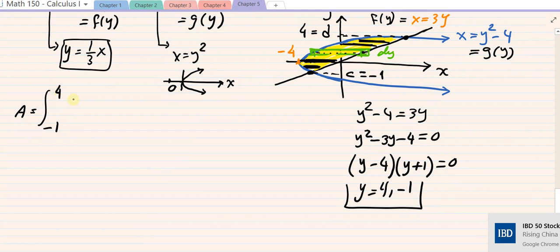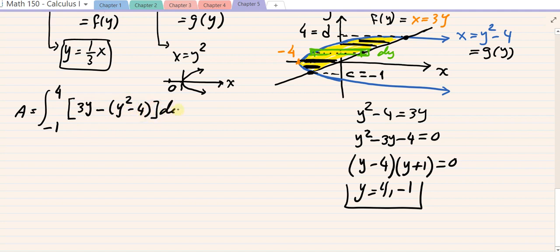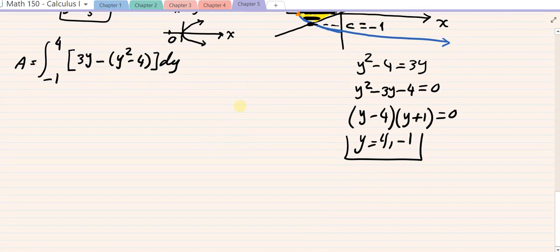Now the function to the right is the line, which is 3y. The function on the left is the parabola, y squared minus 4, and then dy. And there you go. That's how you set it up. And if we wanted to, we could actually evaluate this, couldn't we? We can find the area this way. But we just want to set it up.